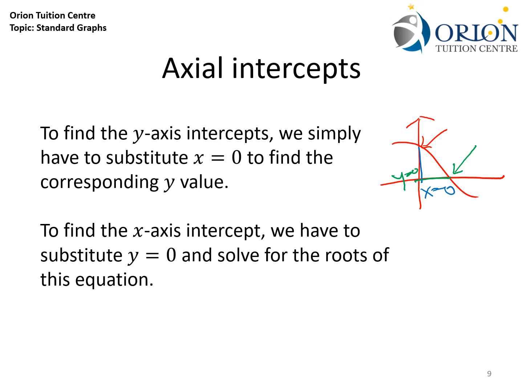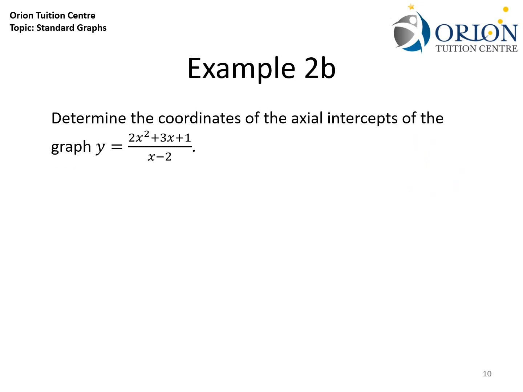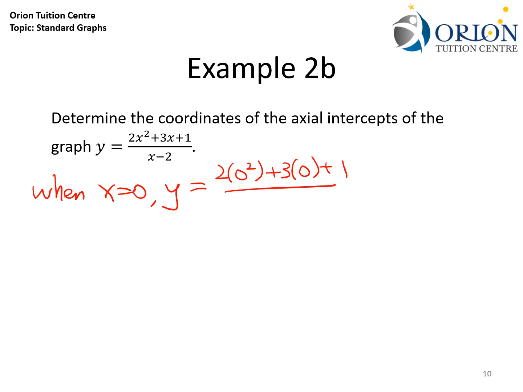And therefore, we can simply substitute x and y equals to 0 and solve the resulting equations for the corresponding axial intercepts. In example 2b now, we are asked to find the coordinates of the axial intercepts. So let's find out our y-axis intercept first by substituting x equals to 0. We will end up with y equals to 2 multiplied by 0 square plus 3 multiplied by 0 plus 1, divided by 0 minus 2, which gives us a minus half.